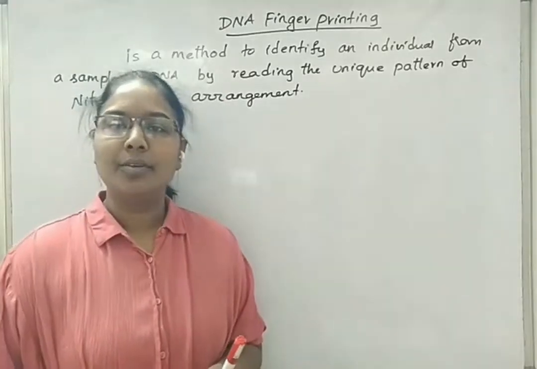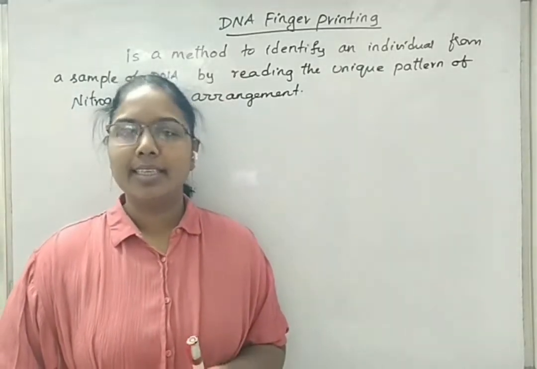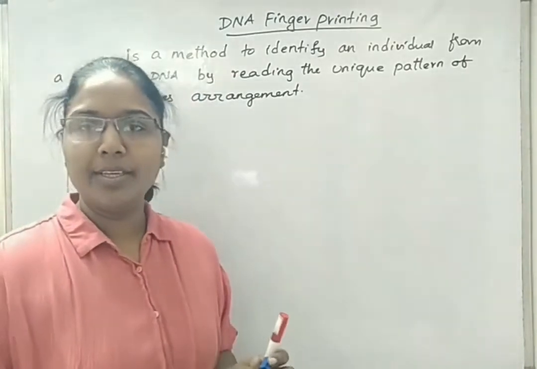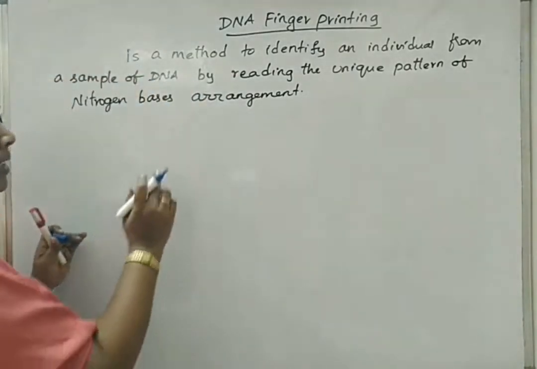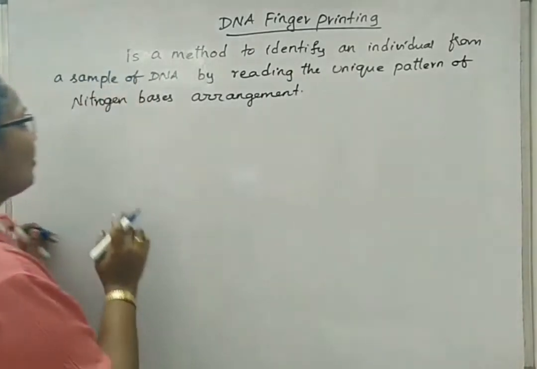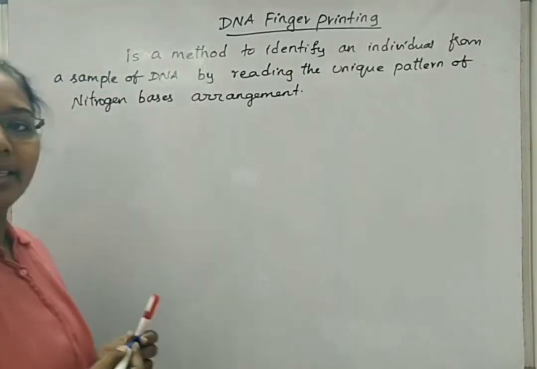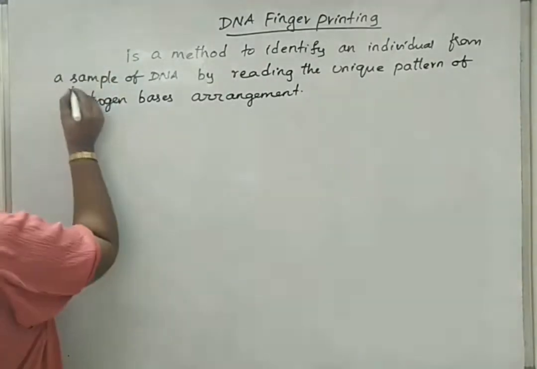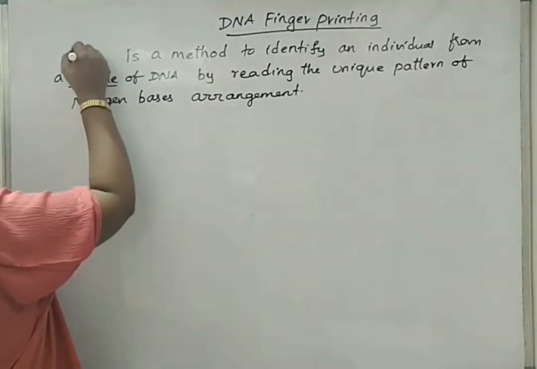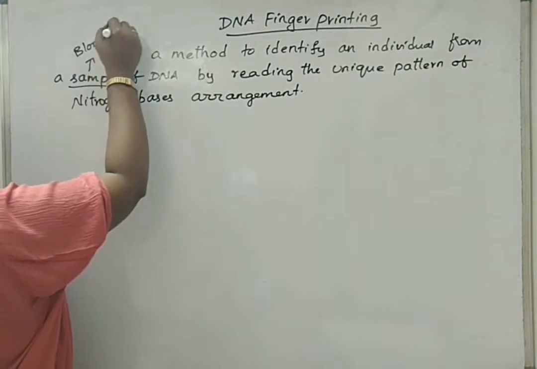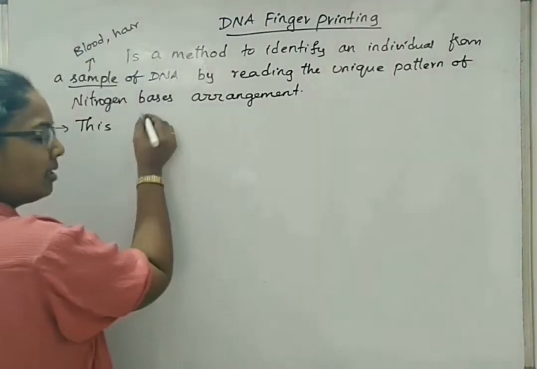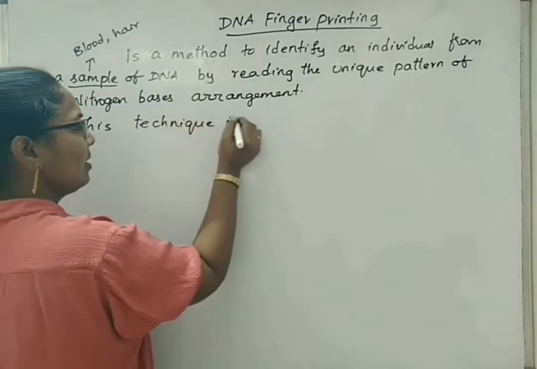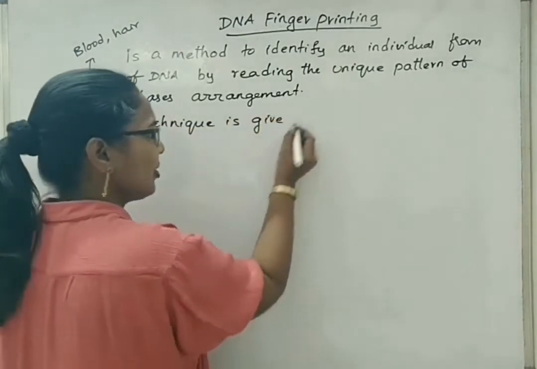Hello students, now we will start with a new topic, that is DNA fingerprinting. DNA fingerprinting can be given in a simple sentence: it is a method to identify an individual from a sample of DNA by reading the unique pattern of arrangement of nitrogen bases. The sample can be a blood sample or a hair. This method or technique is given by Alec Jeffreys.